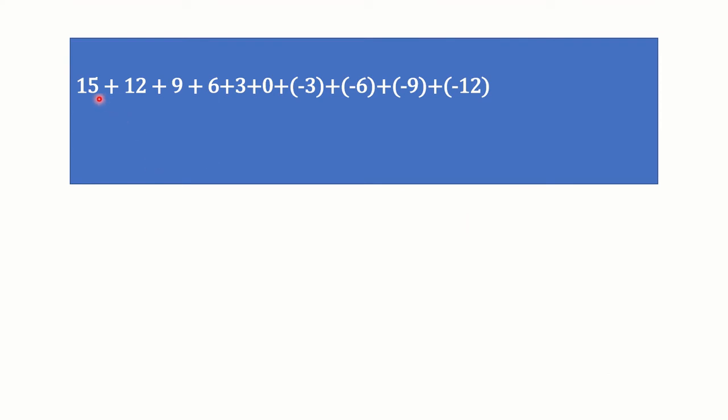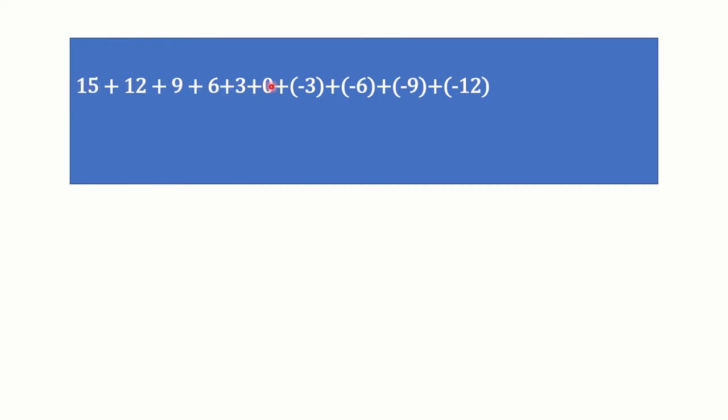We are given the series 15 plus 12 plus 9. In our question it was given dot dot dot, but using our common sense we can find out the next terms as well. So 15, 12, 9 and then 6, 3, 0, minus 3, minus 6, minus 9, minus 12 and so on. I have taken terms up to minus 12 only. Remaining terms, if you want, you can take.